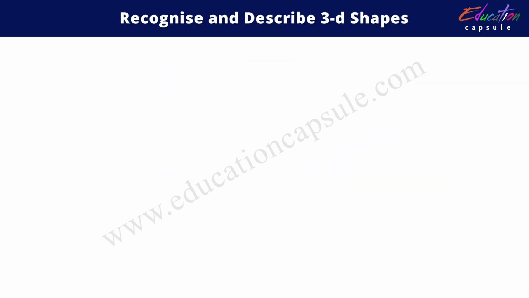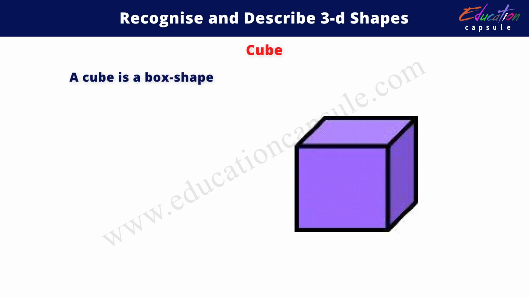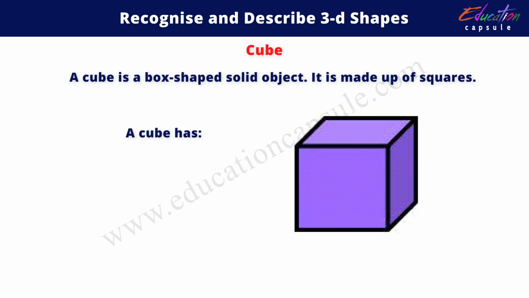Next shape is a cube. A cube is a box-shaped solid object. It is made up of squares. A cube has 6 faces, all of which are squares. It has 8 vertices and 12 edges.